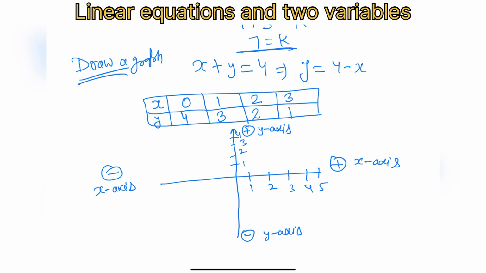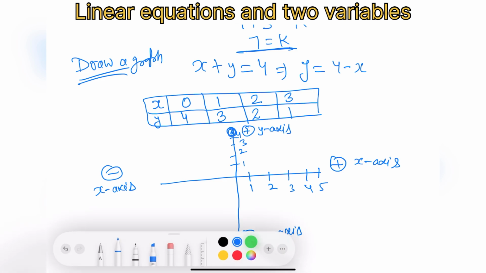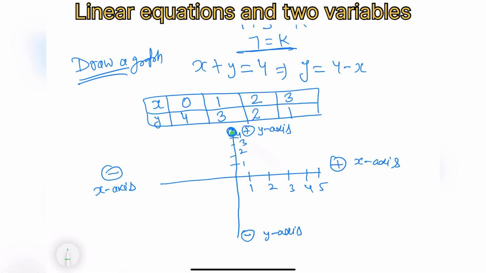Now the first point we have is x as 0, y is 4. So x is 0 over here and y is 4 is here. So this is our point, the point (0, 4). Now x is 1, y is 3 will be this point. Now both are 2 and 2, so (2, 2) is this point. Now x is 3, y is 1 is this point.